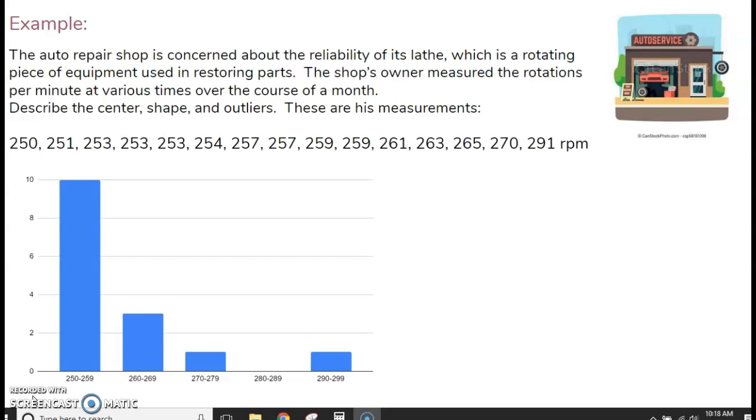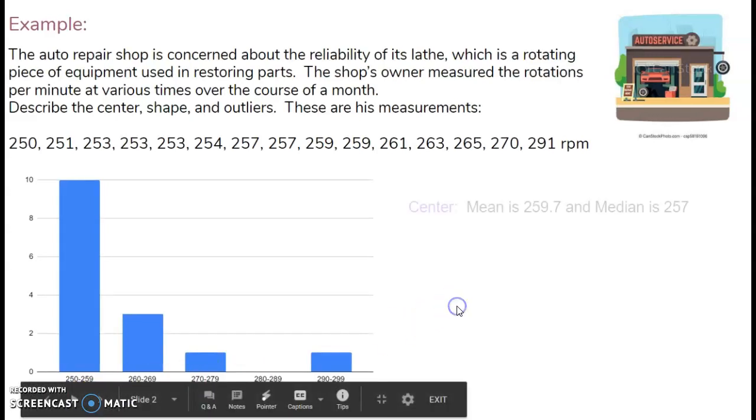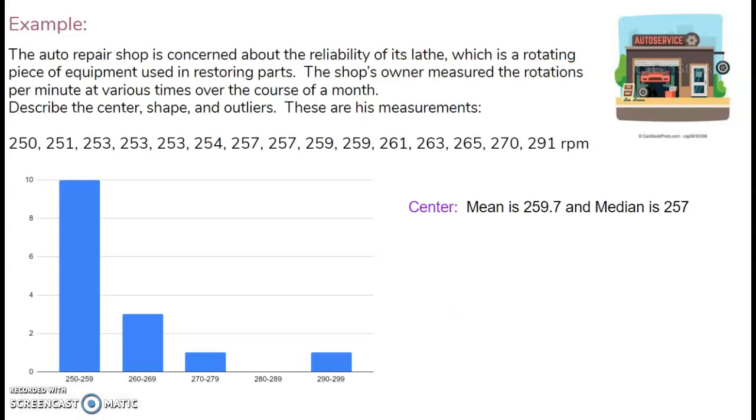So here's the data again. There's a histogram. Let's deal with the center first. So we could use calculator.net and the statistics version for that. Enter all of the data in, and we could see that the mean is 259.7 and the median is 257.